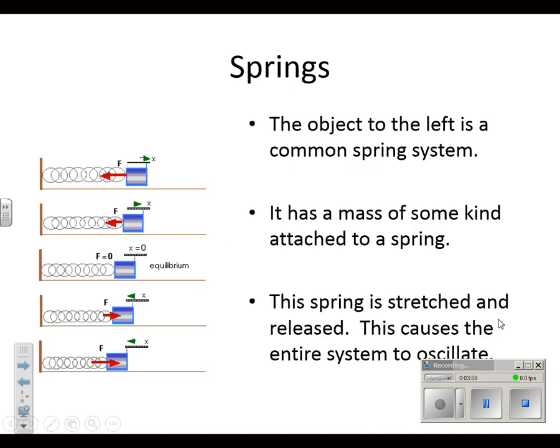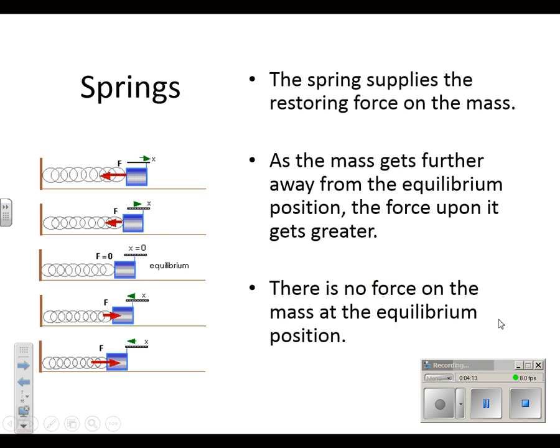Now with springs, we're going to talk about springs in particular first. The object to the left is a common spring system. It has a mass of some kind attached to the spring, and this spring is stretched and then released. This causes the entire system to oscillate. Now the spring supplies the restoring force on the mass, so it's going to pull it towards it. And as the mass gets further away from the equilibrium position, the force upon it gets greater. There is no force on the mass at the equilibrium position, so once the spring is in its natural position at rest, then there's no restoring force on it. So that's the equilibrium position.